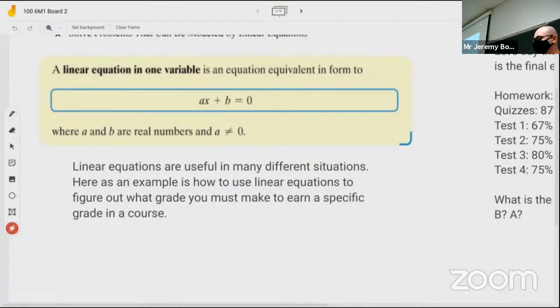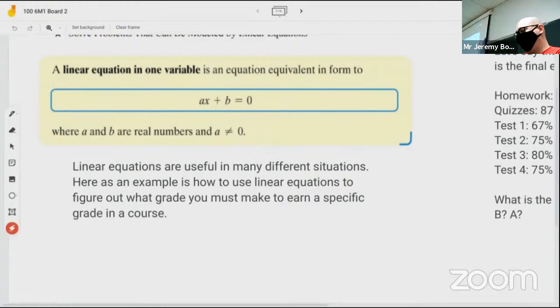So we're only talking about one variable, of course. A linear equation in one variable is an equation equivalent in form to ax plus b is equal to 0. It doesn't have to be exactly that form, but it needs to be equivalent to that form, where a and b are real numbers, and the big one is that a cannot equal 0.